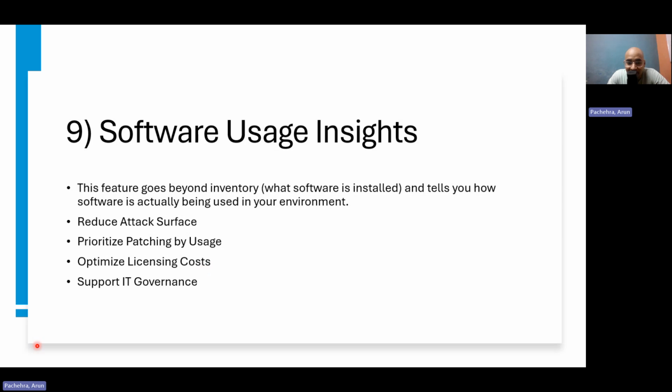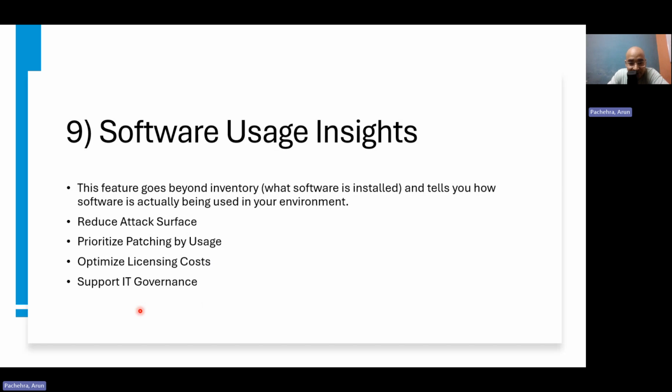Then optimize licensing cost. Many organizations overpay for unused or underutilized software licenses. As I was saying at the beginning, I got excited because before this video, I was working on a cost optimization project. So it just hit me, right? So we have already talked about optimizing licensing cost, then support IT governance: visibility into what employees are actually using, prevent shadow IT, which is something needed, right?